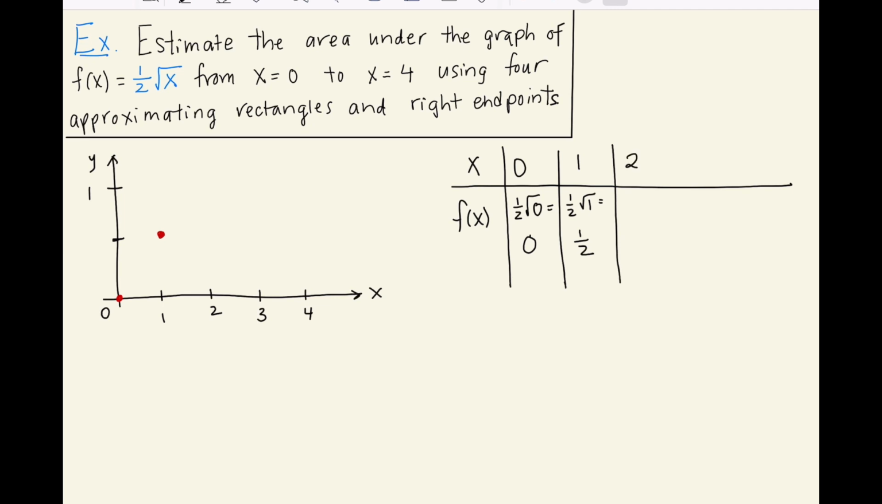Continuing, if x is equal to 2, we have 1/2 root 2, and that is approximately 0.707, so about 0.7. Okay, and if x is equal to 3, we have 1/2 root 3, which is about 0.866. And if x is equal to 4, I have 1/2 root 4, which is equal to 1. So the graph of my function looks something like this.